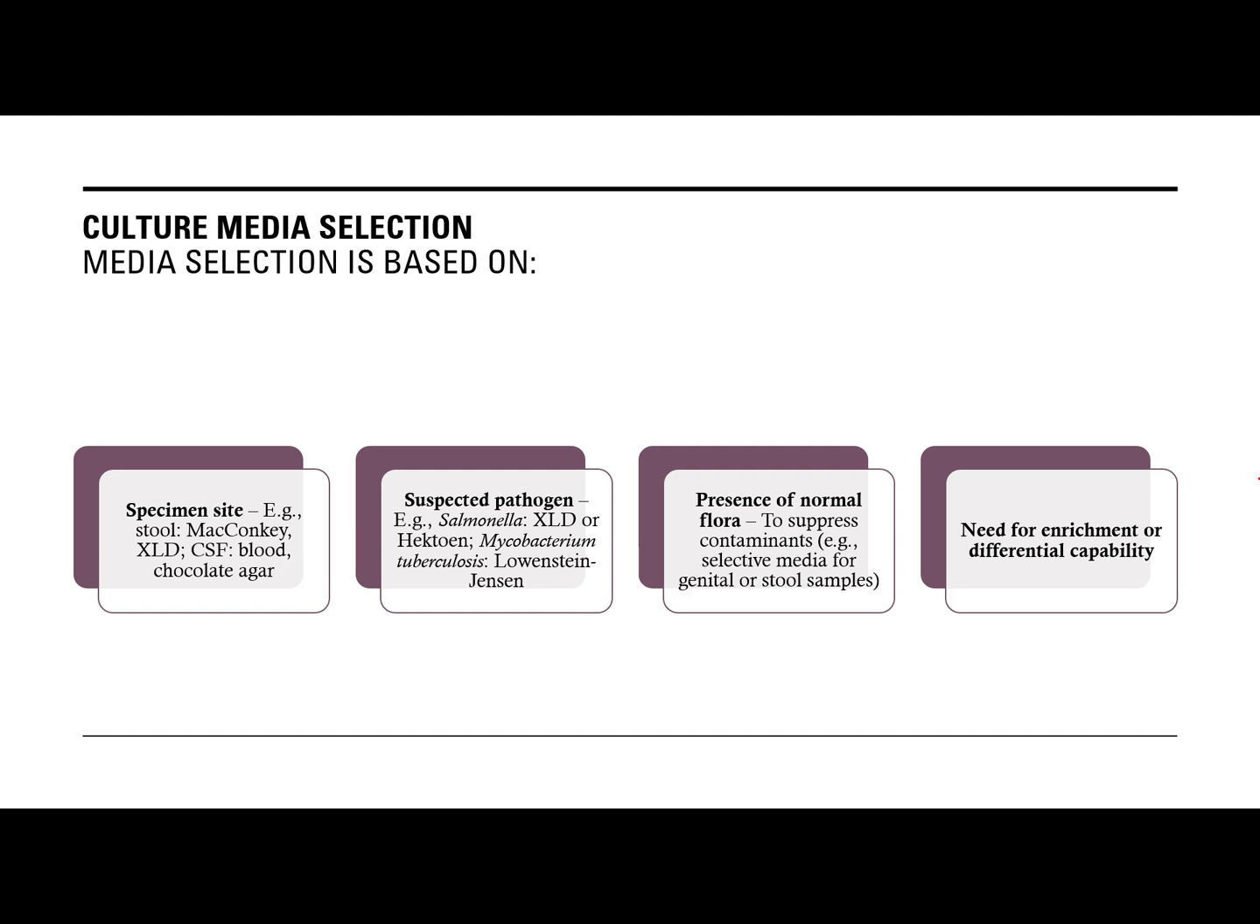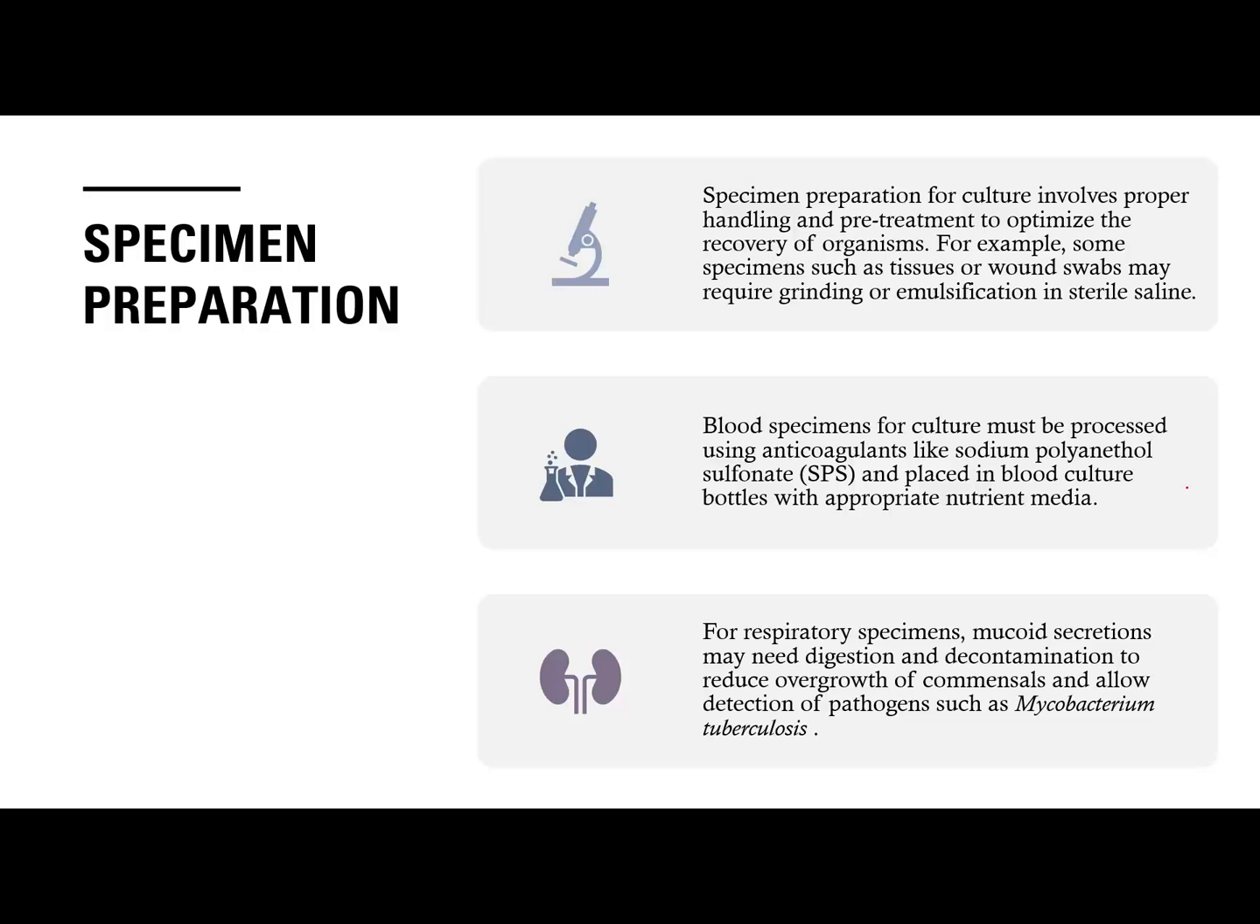Now you would select your media class depending on the following: specimen site, suspected pathogen, presence of normal flora, or the need for enrichment or differential capability. So you will understand this more, class, as you will be applying this in practical applications in the midterms. But do take note of them. So you would select your media based on specimen site, suspected pathogen, presence of normal flora, and need for enrichment or differential capability. Then specimen preparation, class.